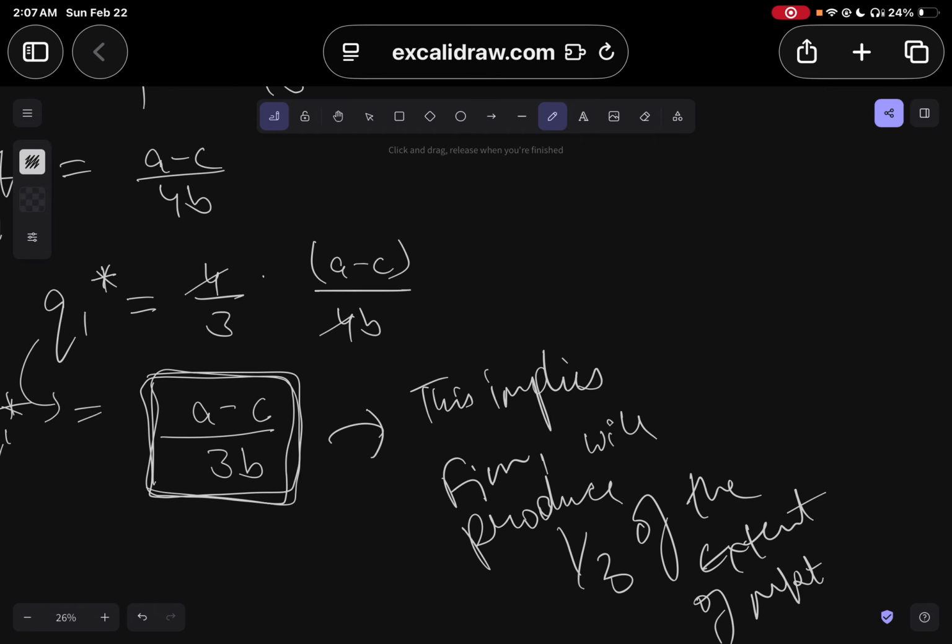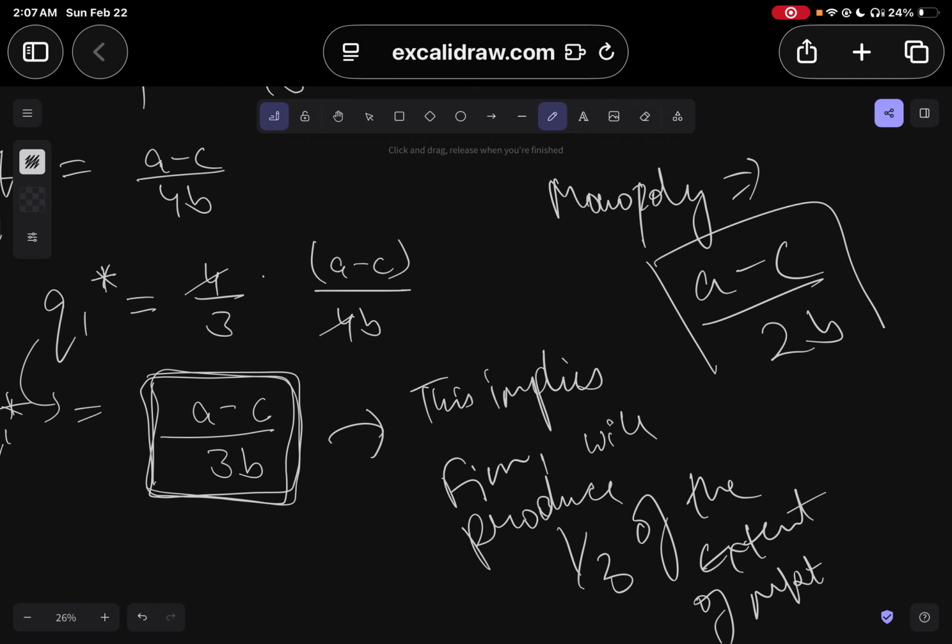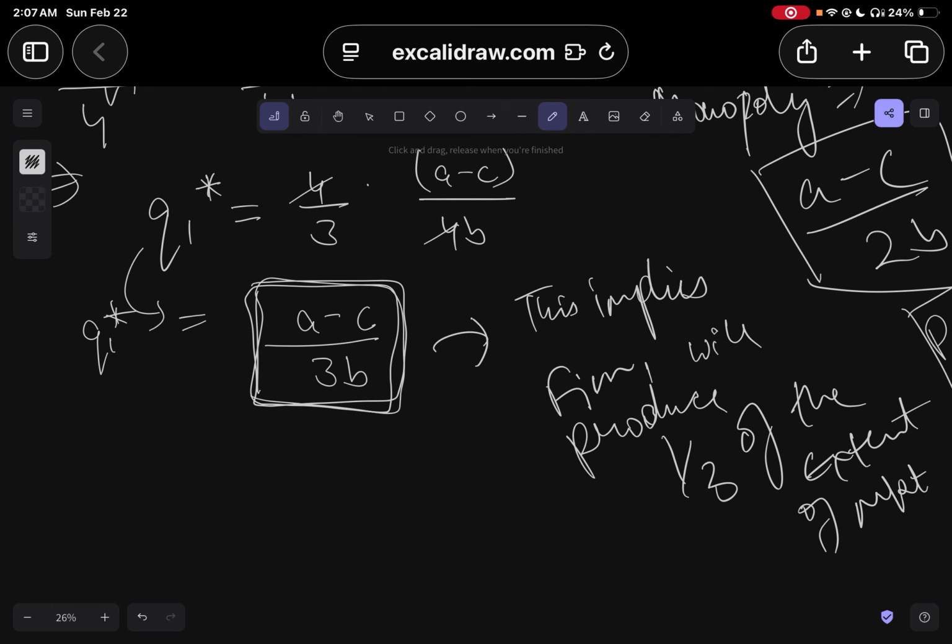For those who have watched the previous one, they know that in monopoly it will be half of the total extent of market. And if you know that for monopoly it's half, then obviously for perfect competition it will be A minus C upon B. And in Cournot, for firm 1, we will have 1/3 of the extent of market. Now putting Q1 star in the best response function of firm 2.